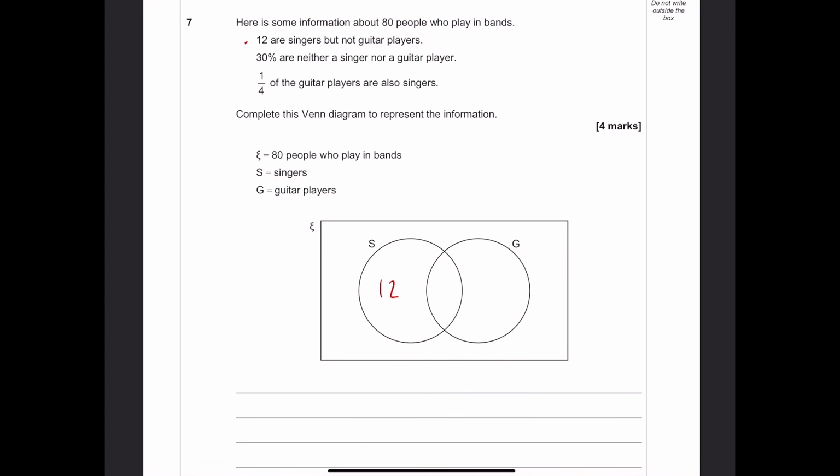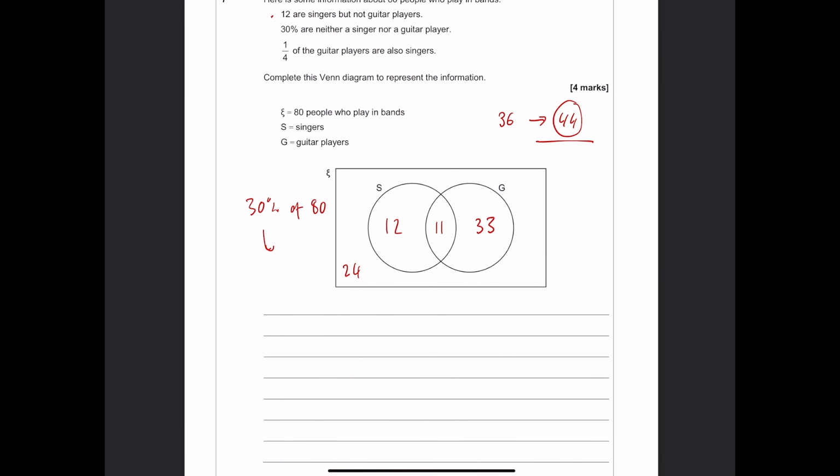30% are neither a singer nor a guitar player, so 30% of 80. 10% is going to be 8, so 30% is going to be 24, so that can go in the box outside. So now that we've put the 12 and the 24 in, that adds up to 36 people, leaving us still with 44. So if there's 44 left, 1/4 of the guitar players are also singers. There must be 44 guitar players, so that means 11 must go in there, and 33 must go in there. This space would be provided to write down workings such as this, and all of this stuff here, just to secure those 4 marks.